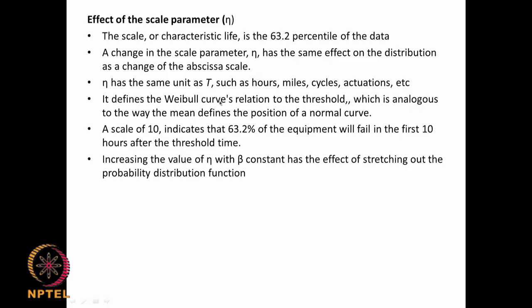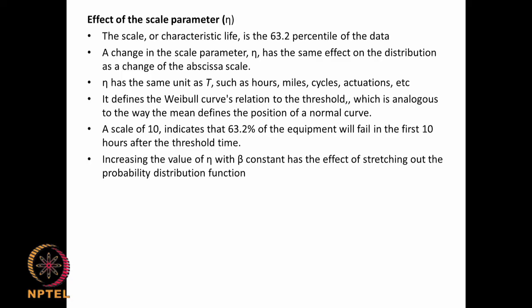It defines the Weibull curve's relation to the threshold, which is analogous to the way the mean defines the position of a normal curve, you understand. So, if I have a mean of 20, the normal distribution will get shifted more toward 20. If I have a mean of say 5, then the normal distribution will be closer to 5. So, it gets moved this way, that way, and that is called the position of the normal curve. So, eta is an indication of that.